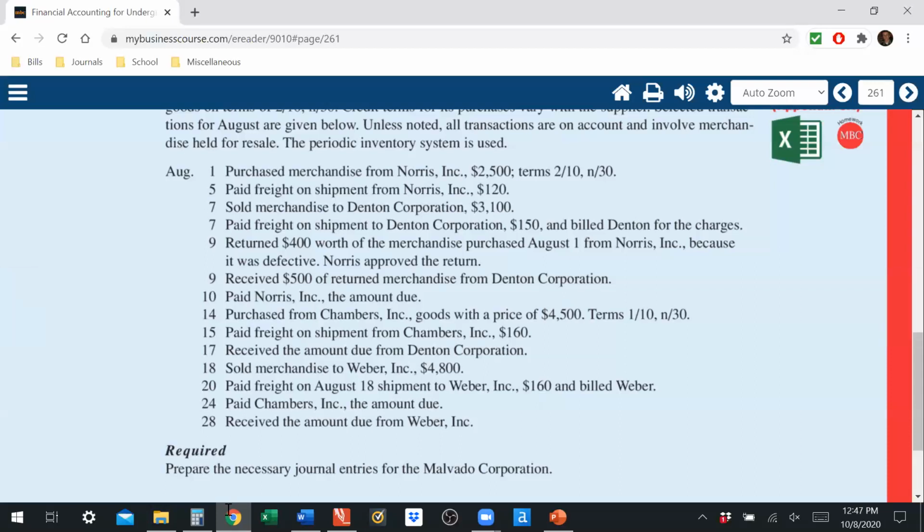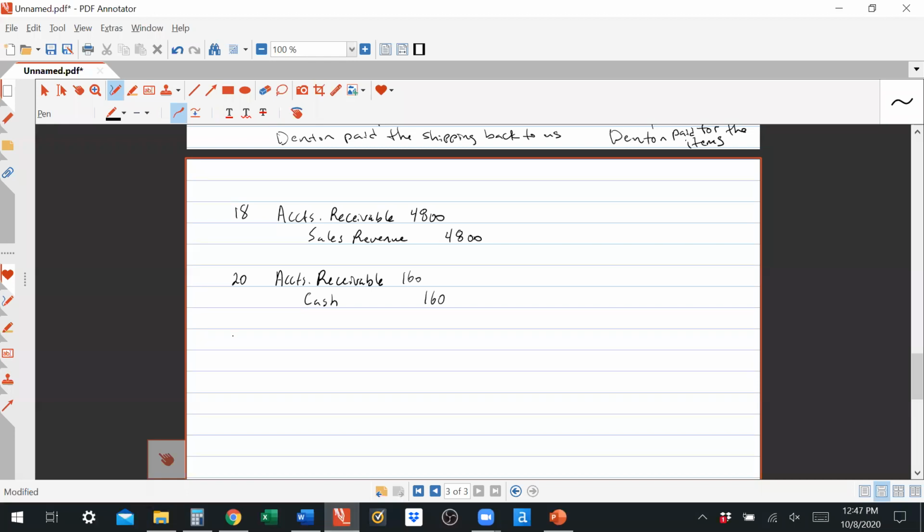But down here, our supplier Chambers, we buy $4,500 worth of stuff. 10 days later, we paid Chambers for that stuff, and we never returned anything to them in the meantime. So we owe them $4,500. We're paying off our $4,500 account. So we're debiting account payable for $4,500. We no longer have this account payable with Chambers now.